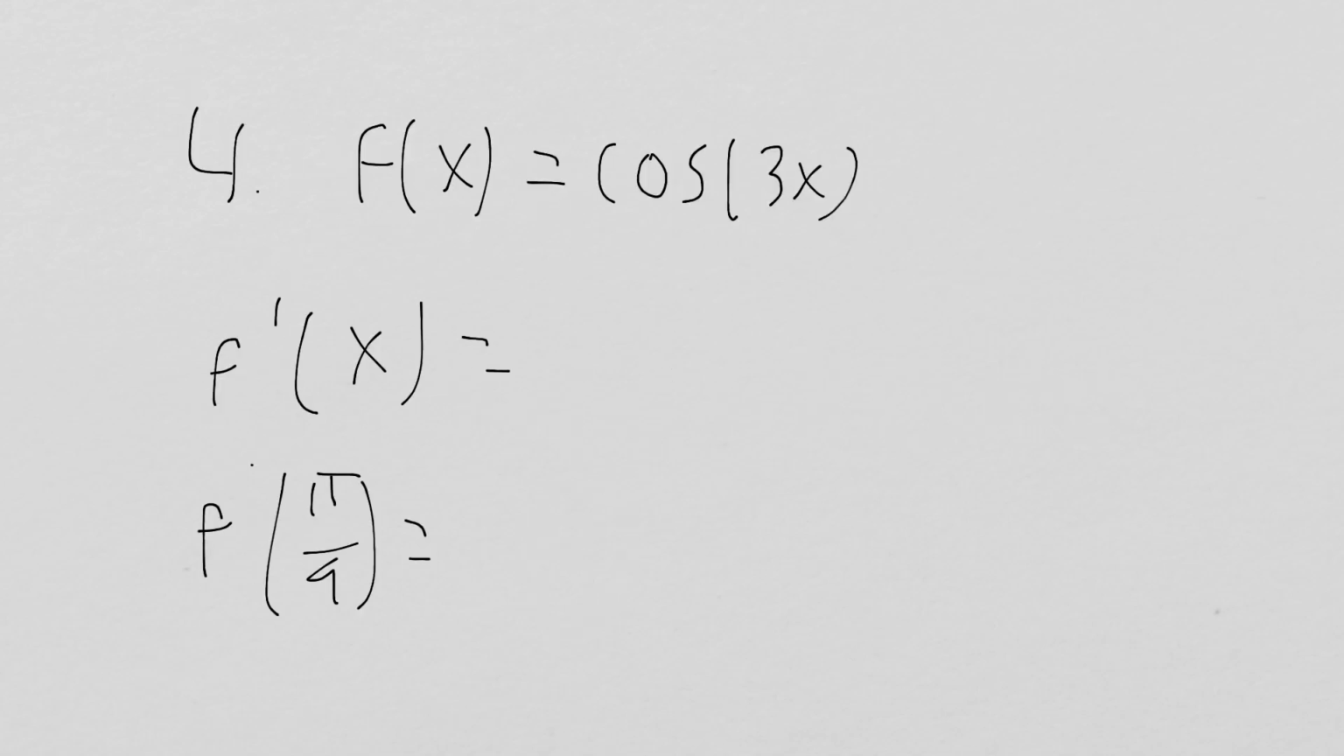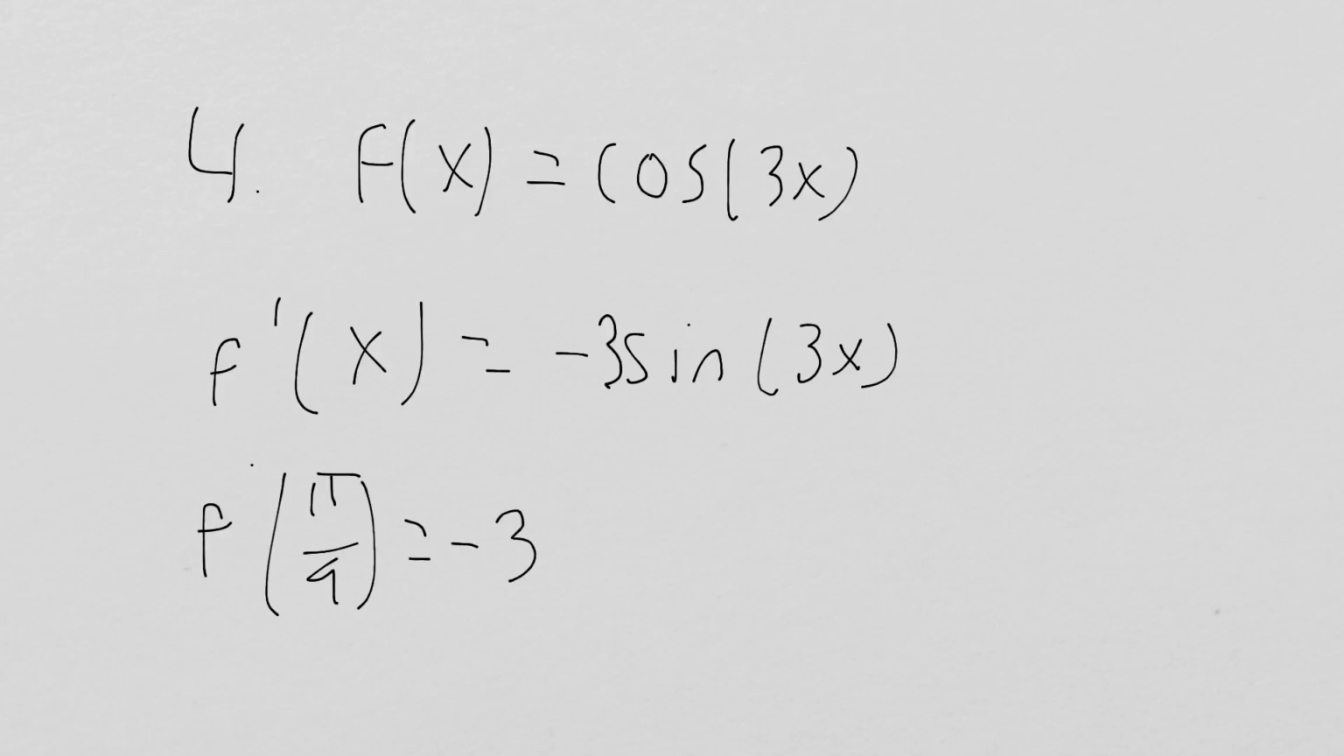Number 4 is asking us for f prime pi over 9. Before we can plug in pi over 9, we must find f prime. We have f as cosine 3x. So again, this is going to be a chain rule. The derivative of the outside function is negative sine. Leave the inside function alone, then multiply by the derivative of the inside function, which is 3. So we get negative 3 sine 3x.